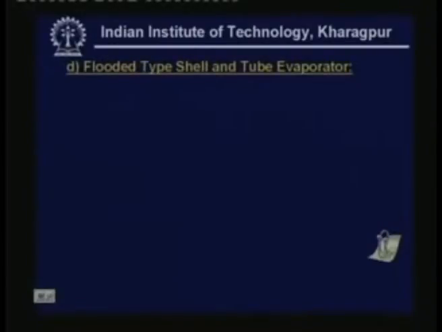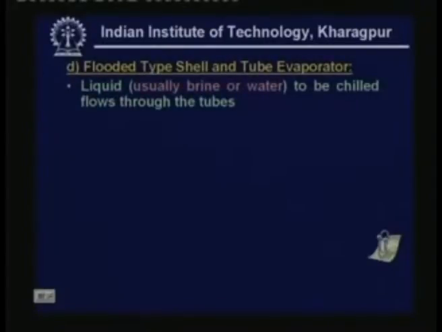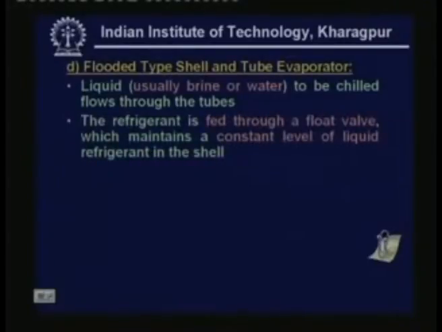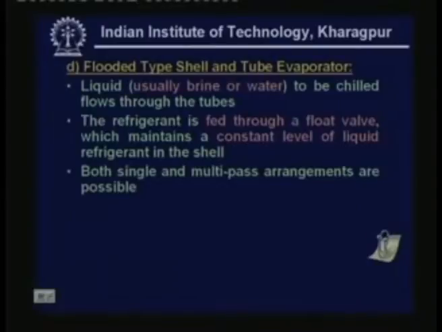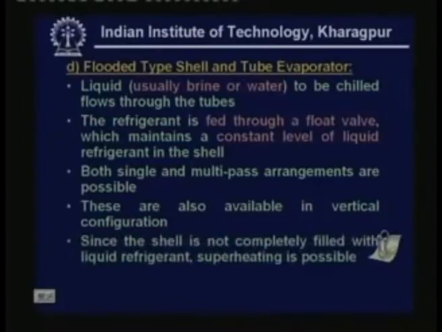Now let us look at the flooded type shell and tube evaporator. As I have already mentioned, the external fluid, which is usually either brine or water, which is to be chilled, flows through the tubes, and the refrigerant is fed through a float valve which maintains a constant level of liquid refrigerant in the shell. Both single and multi-pass arrangements are possible, and these are also available in vertical configuration. Since the shell is not completely filled with liquid refrigerant, superheating is also possible.